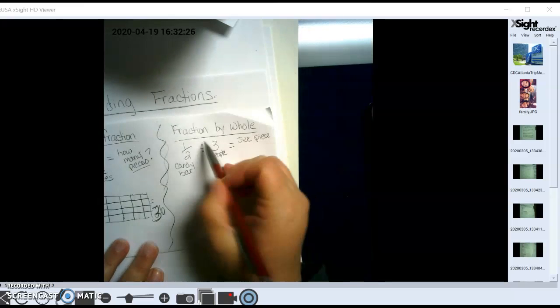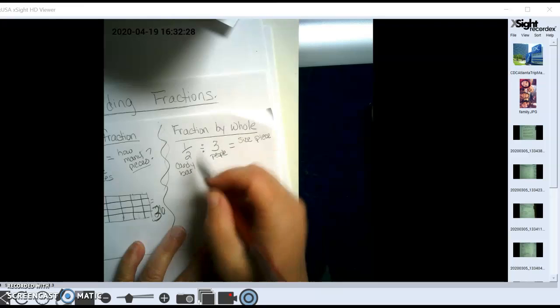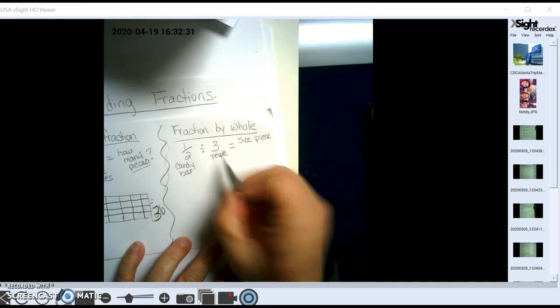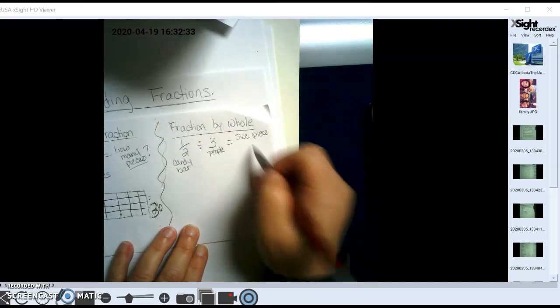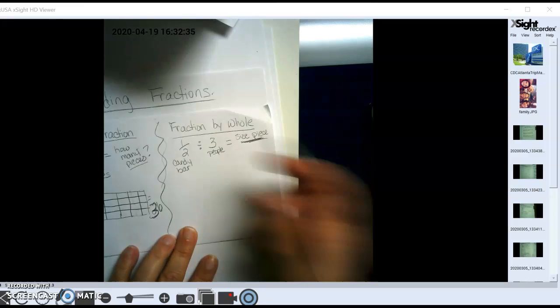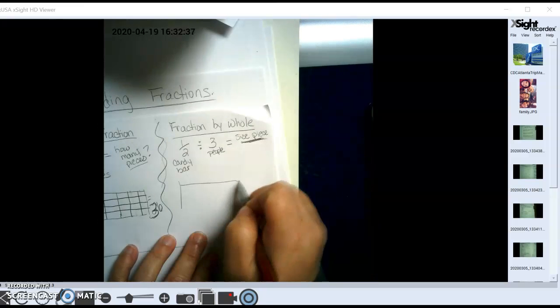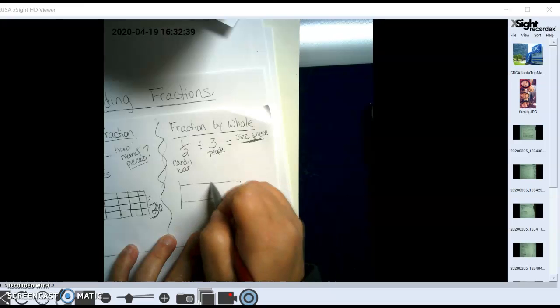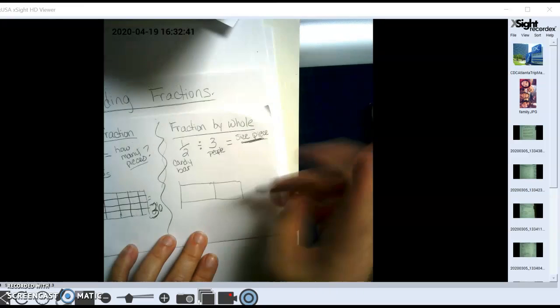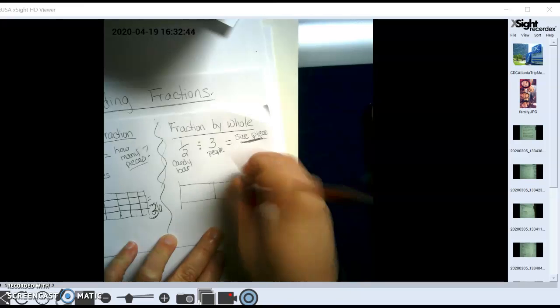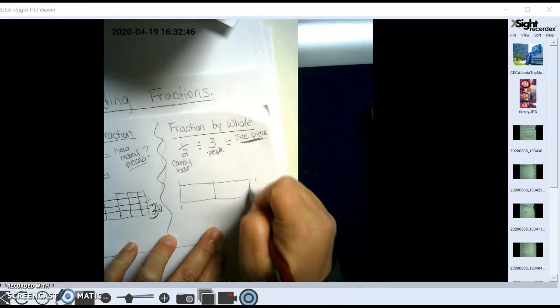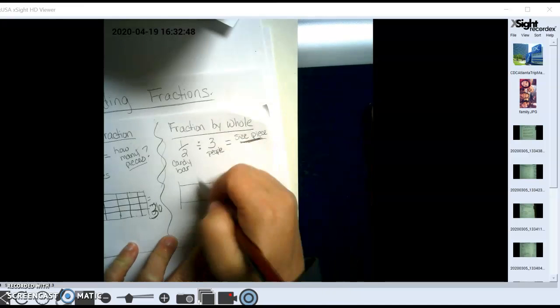All right, now if we're going to divide a fraction by a whole, let's say that I have half of a candy bar, and I'm splitting it with 3 people. And this time I'm looking for the size of the piece. So if I have half of my candy bar, this is the half that I have. Let me make that a little bit bigger. This is the half that I have.